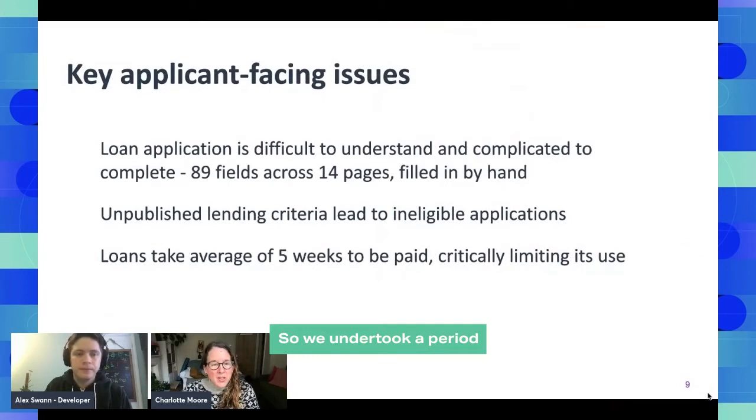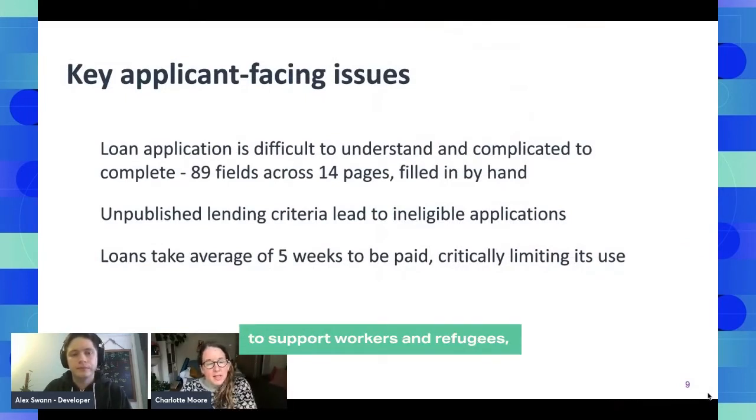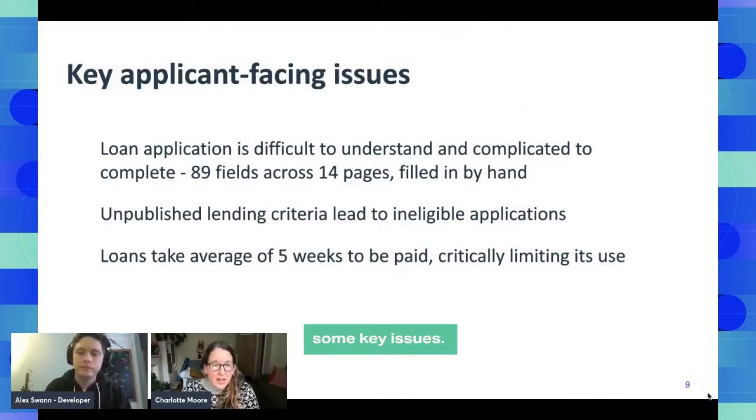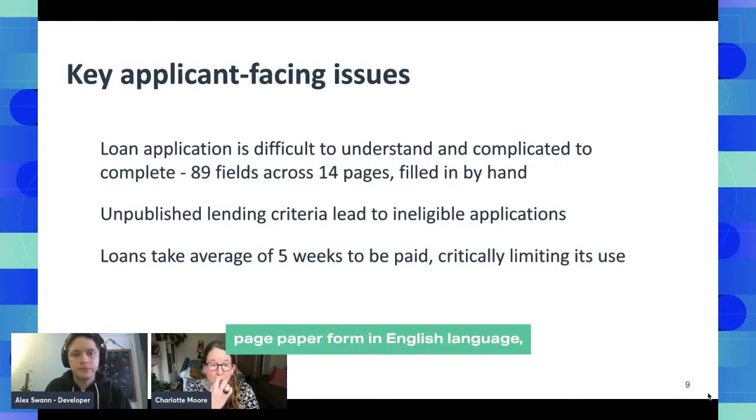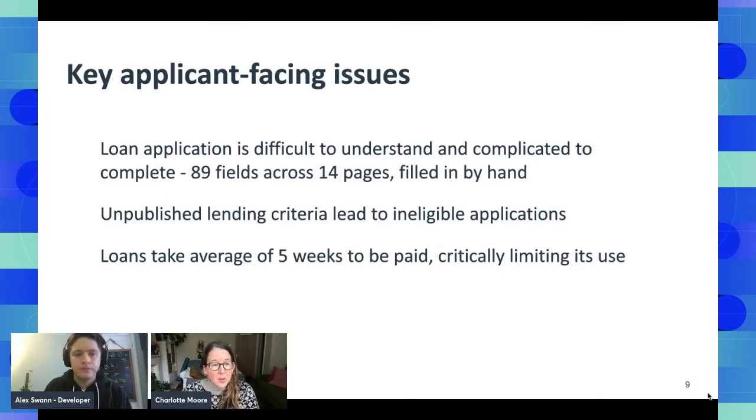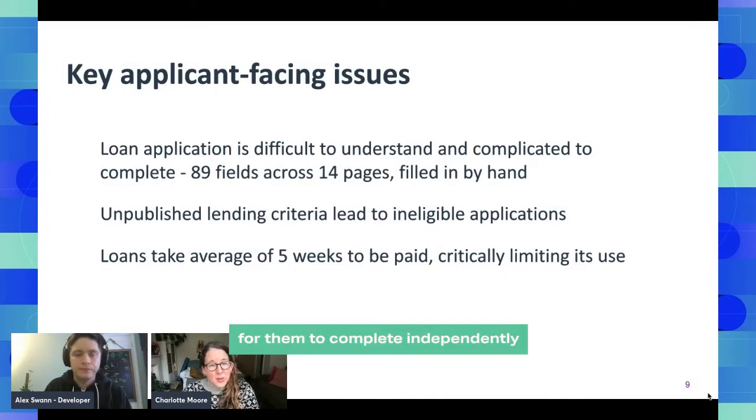So we undertook a period of research where we spoke to support workers and refugees, and we were able to identify some key issues. The biggest issue for the refugee user was that it was a 14-page paper form in English language, which was difficult for them to complete independently, and quite often they were having to seek help with that through support workers or charities in the local area or friends and family.